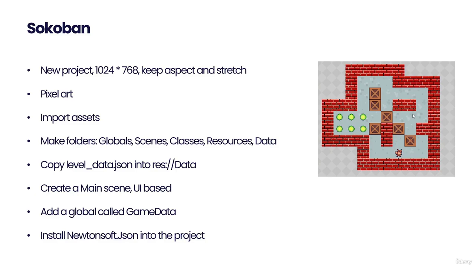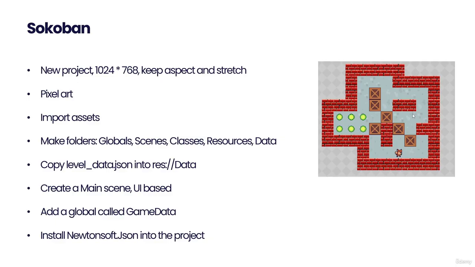Okay, so let's set the project up. I've got sort of the list of main things to do to set it up here. We'll do it together and then I'll come back when it's all done just to run through the things that we need to do. We need a new project 1024 by 768, keeping the aspect and stretching. We're using pixel art, so you'll need to make sure to set those settings correctly.